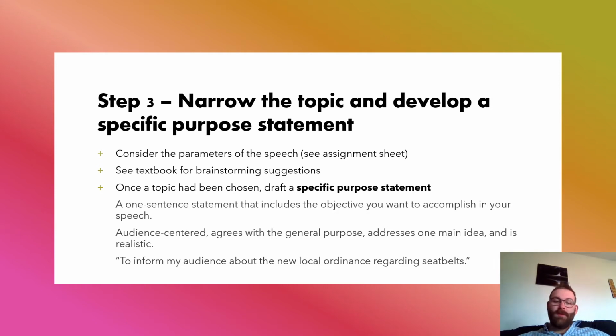It doesn't say to inform my audience about the new local ordinance regarding seatbelts, the dangers of smoking cigarettes, and how we can be a more sustainable city. It doesn't have multiple ideas. This is not a preview of main points. This is not 3 or 4 ideas combined into one. It's one general statement that addresses one main idea, and it's audience-centered. So use this example to form your specific purpose statement. To inform my audience about the new local ordinance regarding seatbelts.